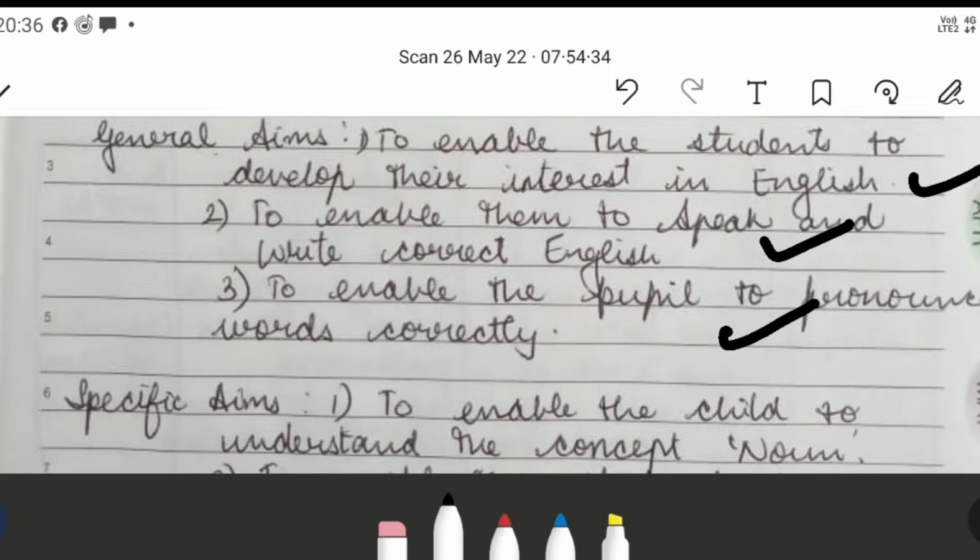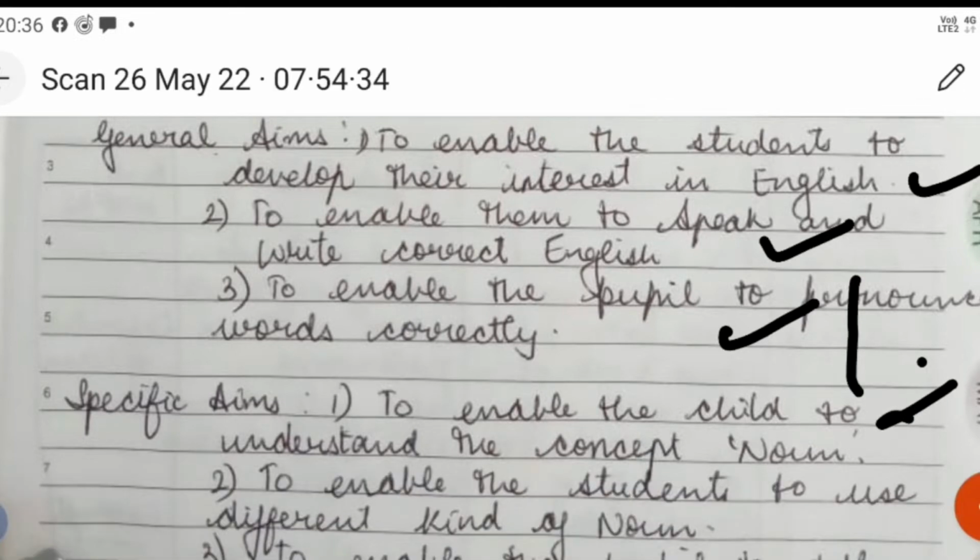देन कम्स द स्पेसिफिक एम, राइट। स्पेसिफिक एम, अब स्पेसिफिक एम जो है उसमें क्या होगा?